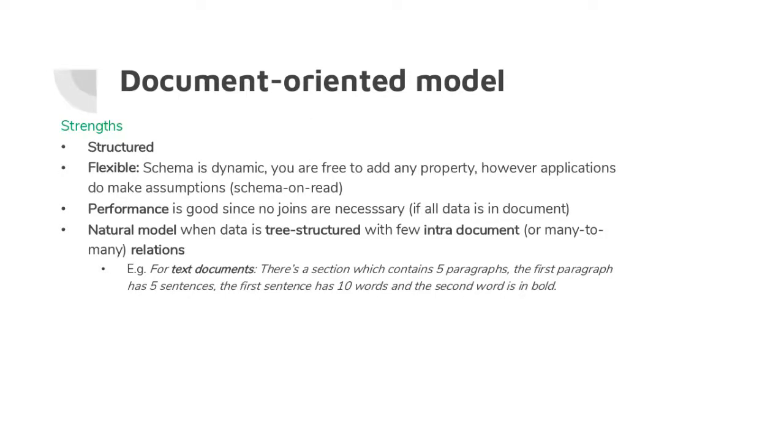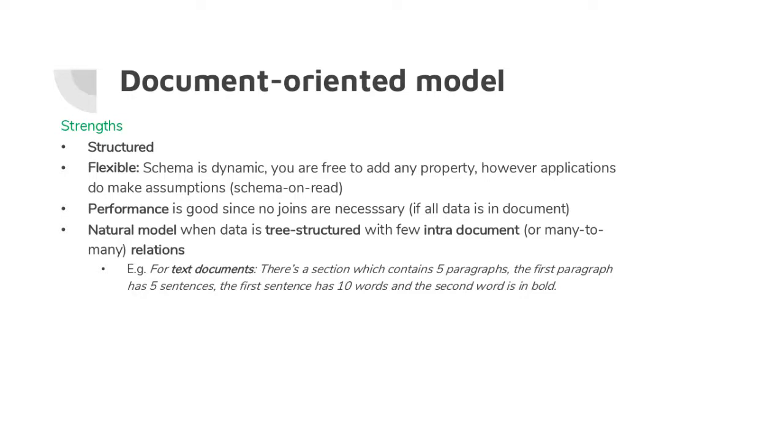The performance is also good since no joins are necessary. If you have all the data you want in one document, you just retrieve that document and you have everything. So that's good. And it's also a natural model when the data is tree structured. One use case is text documents. You have a section, a title. In that section, you have paragraphs. The first paragraph has 5 sentences. The first sentence consists of 10 words. That kind of structure is really like a tree, and it's very well represented using a document-oriented model. So that's also where the name comes from.